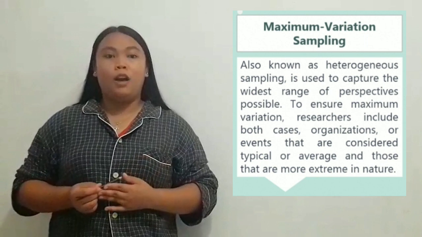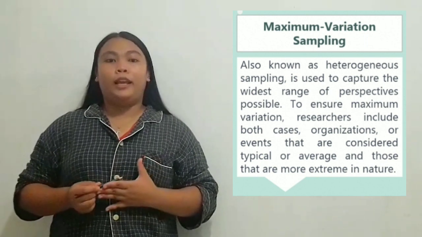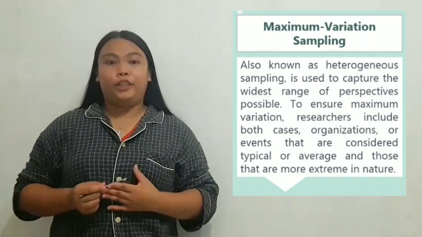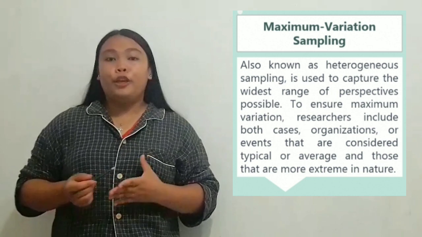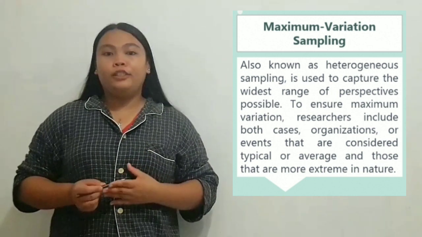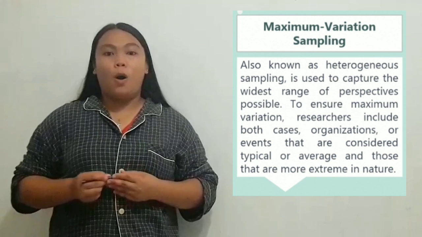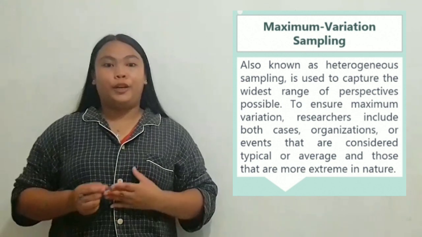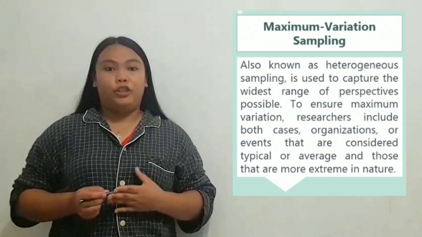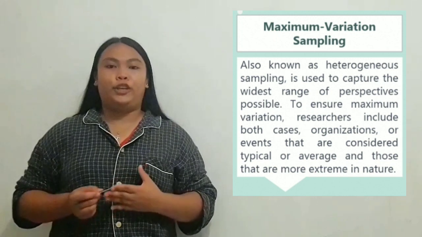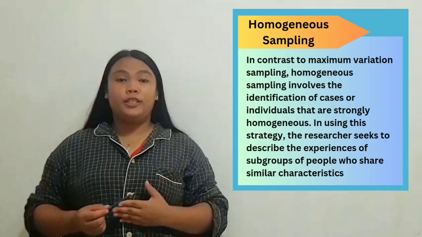The third type of sampling is maximum variation sampling, also known as heterogeneous sampling. It is used to capture the widest range of perspectives possible. To ensure maximum variation, researchers include both cases, organizations or events that are considered typical or average, and those that are more extreme in nature. For example, if you are doing a study on discrimination, you might select various ethnicities to share their experiences with discrimination.